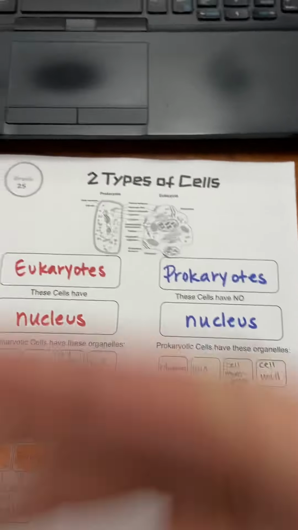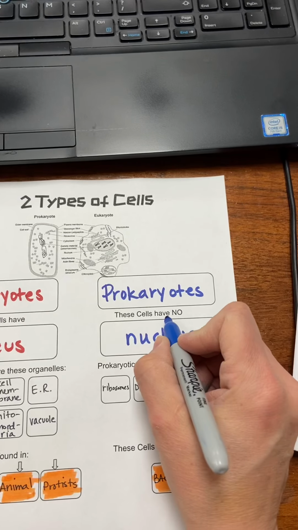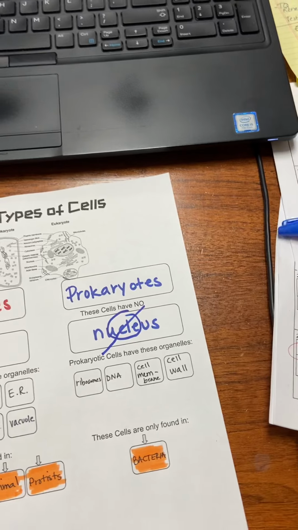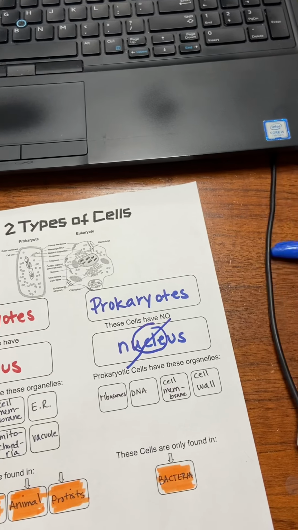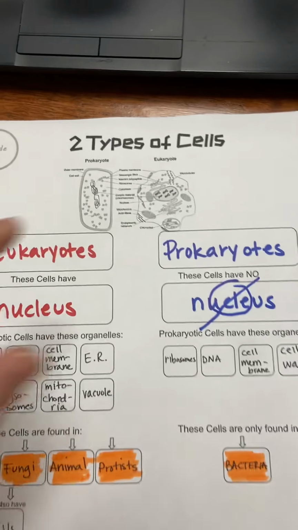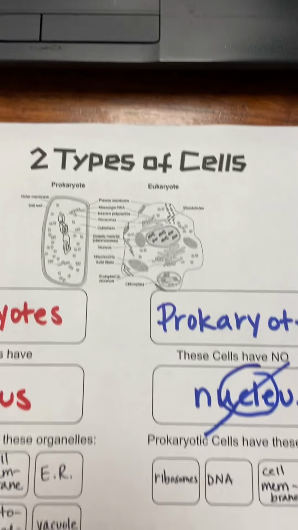So when you write that down, you may want to make a circle with a line through it to remind yourself. Prokaryotes actually have no nucleus. Their DNA just free floats inside their cell. I don't know if you can see your picture right here, but your DNA just kind of free floats inside the cytoplasm.